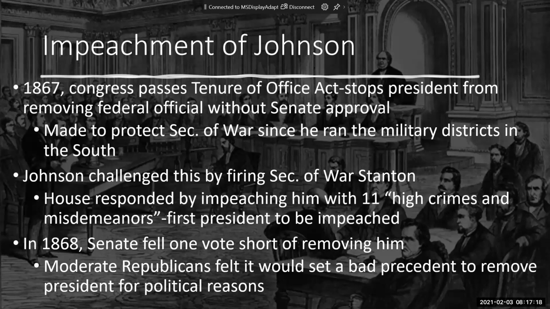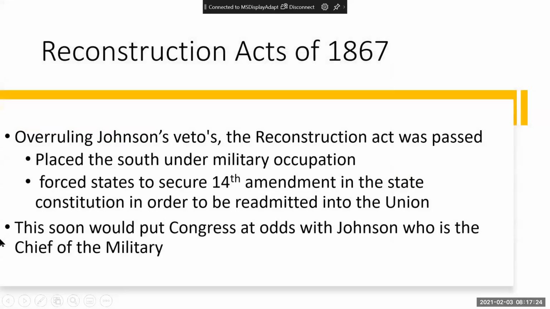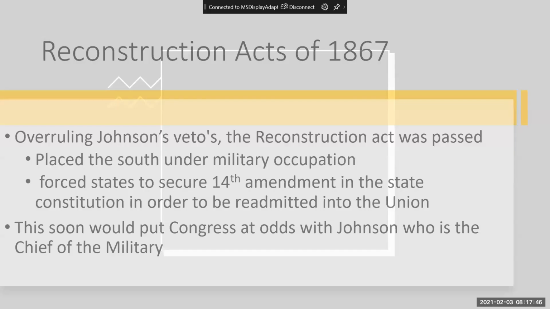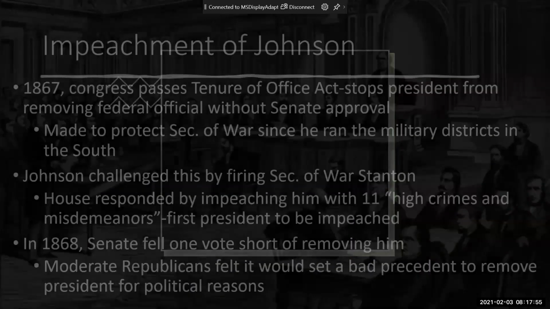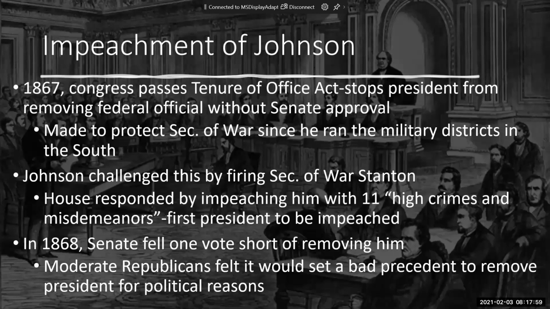So one of the first things they do, and I'm sure you remember from yesterday, is that the Reconstruction Acts put military personnel within the southern states to enforce a lot of the policies that Congress wanted to get done, specifically the 14th Amendment and other such bills essential to Congress's plan. Now remember, the president is the chief of military. So for Congress to station troops throughout the South is kind of going against the whole purpose of what Johnson is, right? He's the one that mobilizes troops. And if he's against Congress's actions, this could be a big deal.